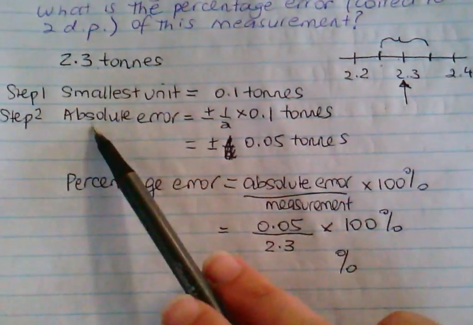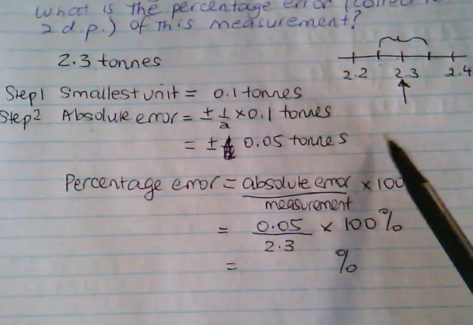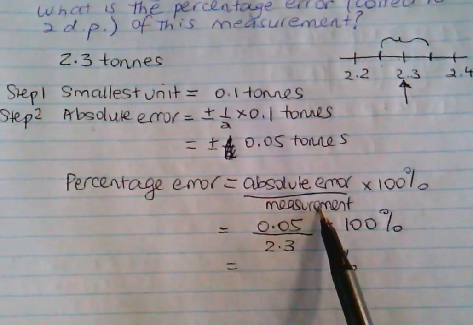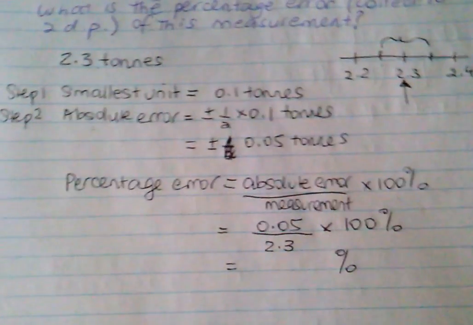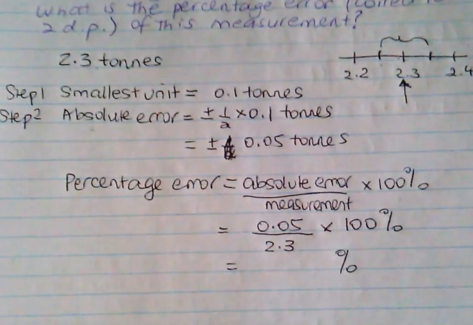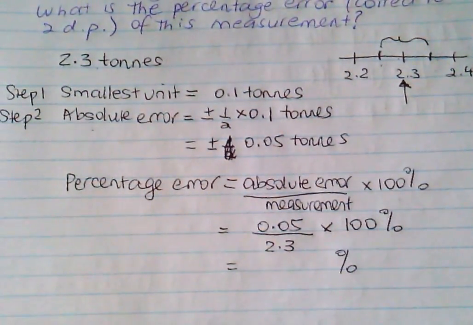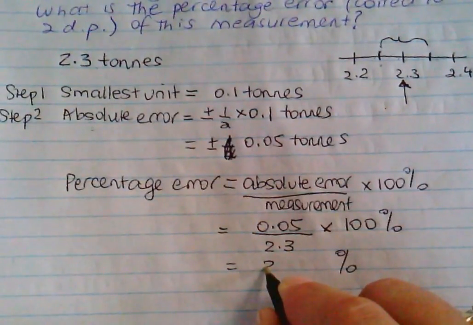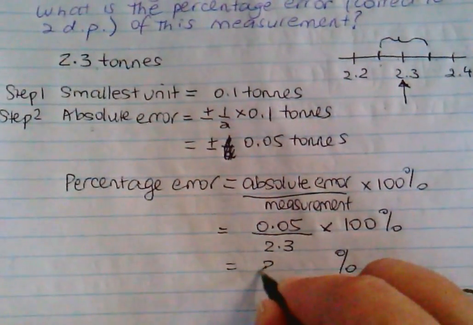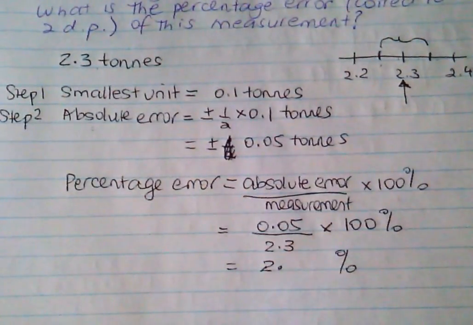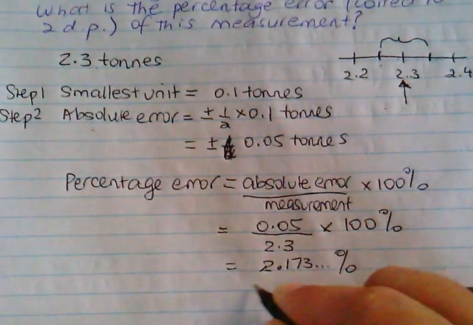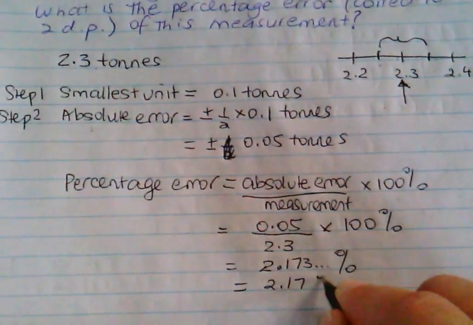So far, we had worked out how to work out the absolute error. The extra step to find percentage error is to put the absolute error over the measurement times 100%. Okay? So what percentage of that measurement could be error? That's what it's asking you. Does anyone have an answer for that, please? So 0.05 divided by 2.3 times 100 is 2.173, etc. So to 2 decimal places, it's 2.17%.